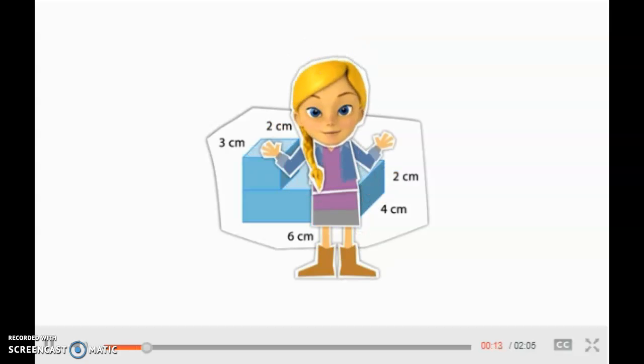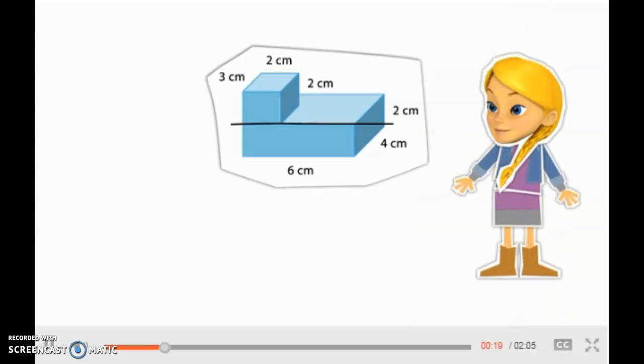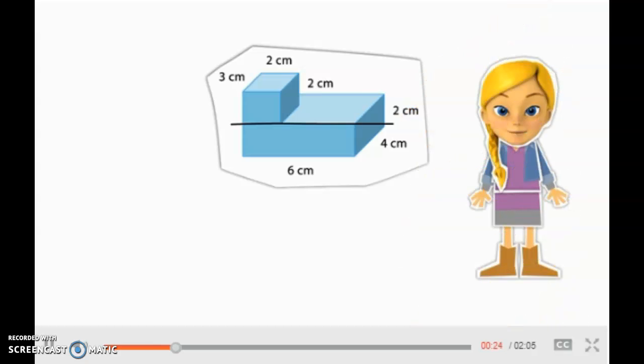Okay, where do we start? Well, the figure we have looks a little different. But if we break it up into two rectangular prisms, we will be able to find the total volume.